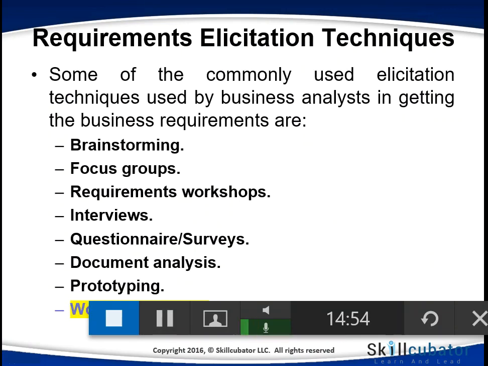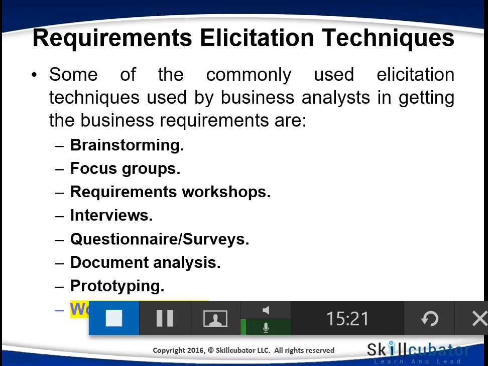Finally, let's take a look at a few of the requirements elicitation techniques which are used as part of business analysis. The first one being brainstorming, second one is focus group, next one is requirements workshops, interviews, questionnaire surveys, document analysis, prototyping, and the last one, which is the working sessions.